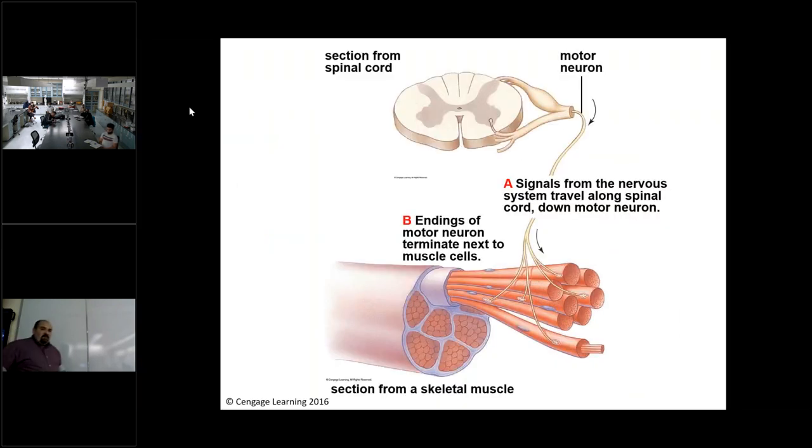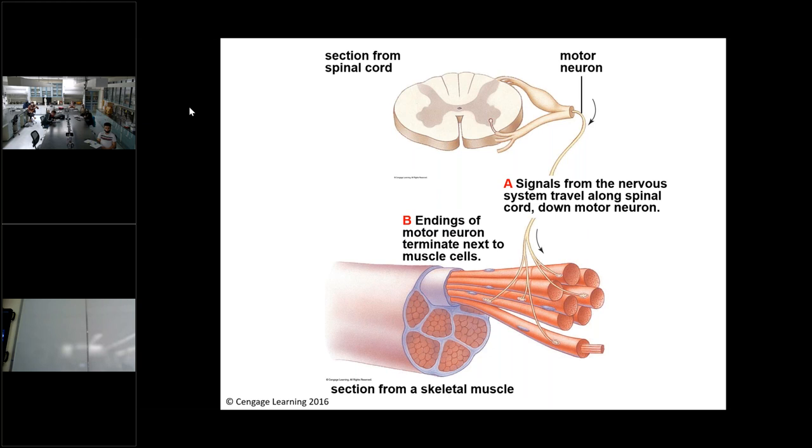So when we see that term, motor neuron, it just means that it's a portion of that spinal nerve that's coming off and branching, going to specific musculature. So you see how we have these axons, these extended portions of the nerve that are going to each one of those muscle fibers. Very important that they're there, because they're going to be sending signals from the nervous system traveling along the spinal cord down the motor neuron.